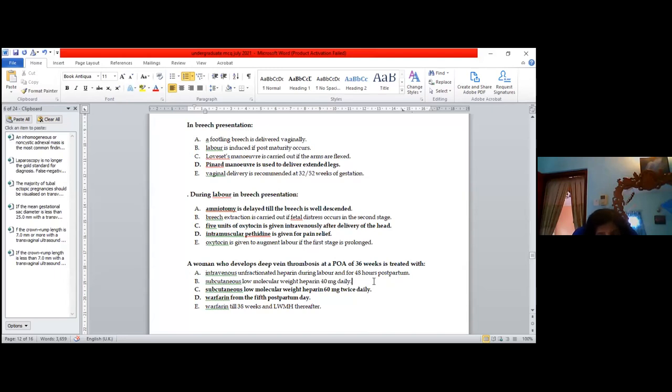Low molecular weight heparin is stopped at the onset of labor. You don't give unfractionated heparin during labor, but you can start unfractionated heparin 6 hours after delivery and continue for 24 hours. You can start low molecular weight heparin after 24 hours.